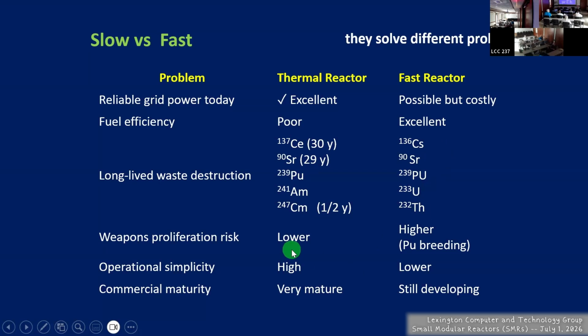Weapons proliferation is very low for thermal because it's hard to get the plutonium out. It's very high for fast because you breed a lot of plutonium. Operational simplicity is high for thermal. Fast reactors are not simple to operate. And of course, thermal reactors are very mature, and these are still developing. Good. Before we leave the slide, see on this curium. Curium? Yeah. That's the one that has no stable isotopes.